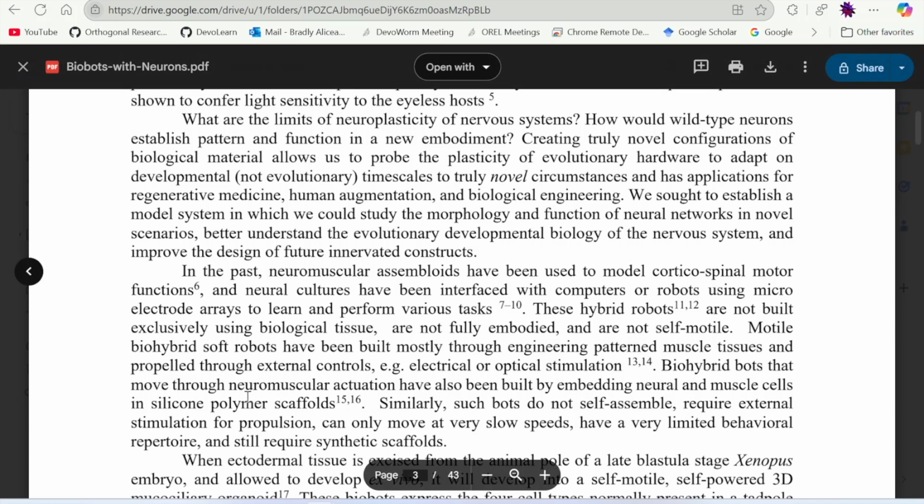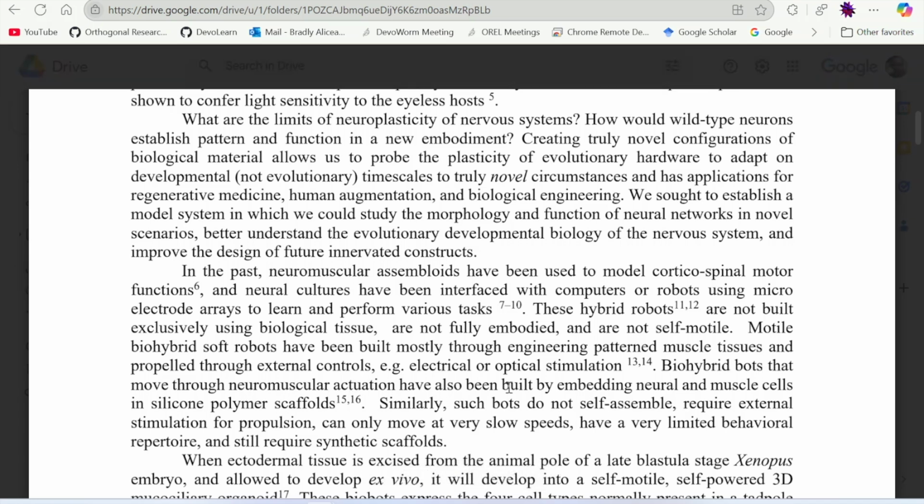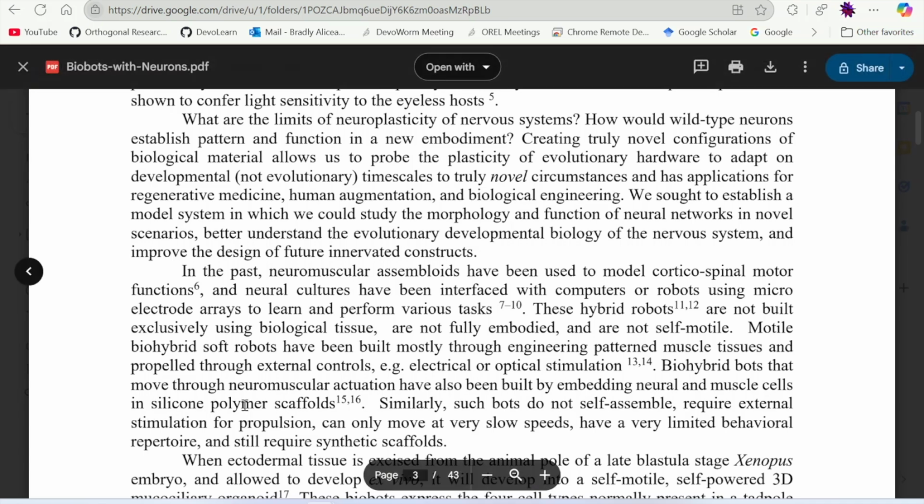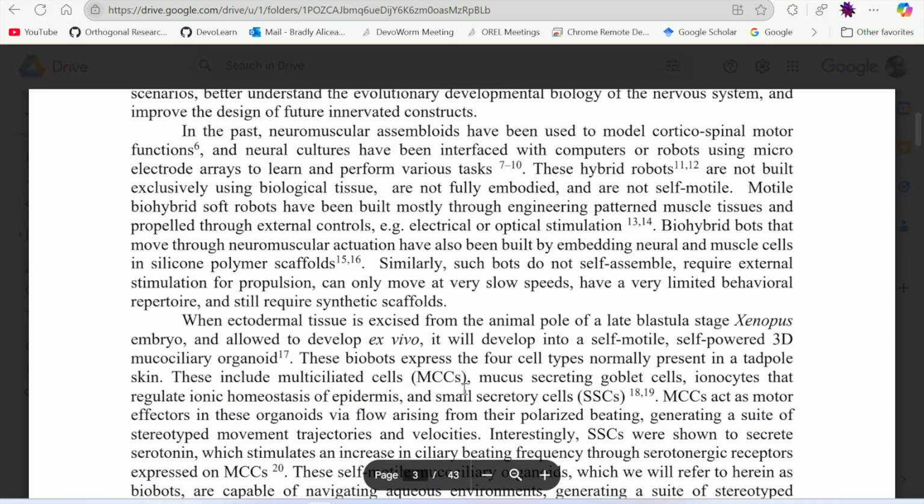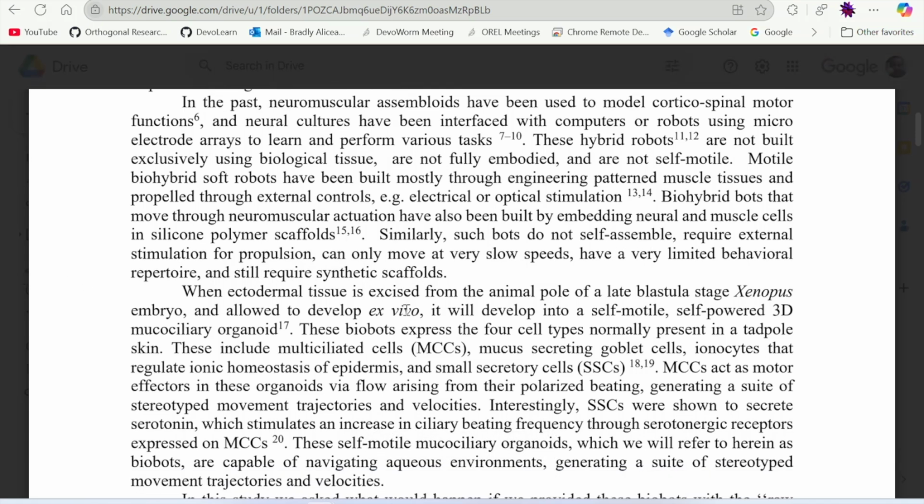Biohybrid bots that move through neuromuscular actuation have also been built by embedding neural and muscle cells in silicon polymer scaffolds. Similarly, such bots do not self-assemble, require external stimulation for propulsion, can only move at very slow speeds, have a very limited behavioral repertoire, and still require synthetic scaffolds.